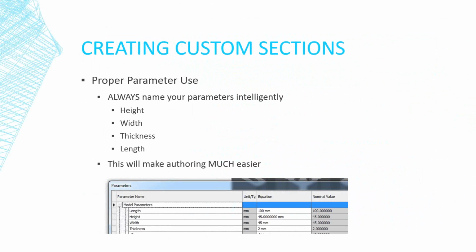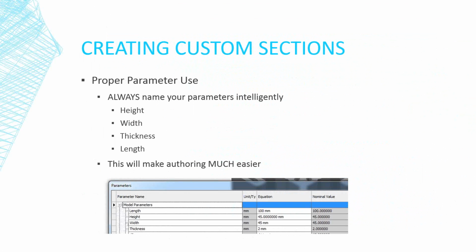So one of the most important elements of authoring a custom section will be to use parameters intelligently. They need to have appropriate names so that it's easier for you later on in the authoring process to specify what's what. Some of the key parameters you're going to need for any section will be a height and a width, a thickness if the section is thin-walled, and then one that's absolutely required is going to be the length. Ultimately, it's going to be the length of the member when it gets either used in Frame Generator or placed manually from the Content Center.